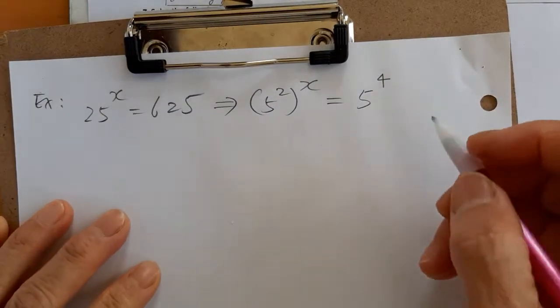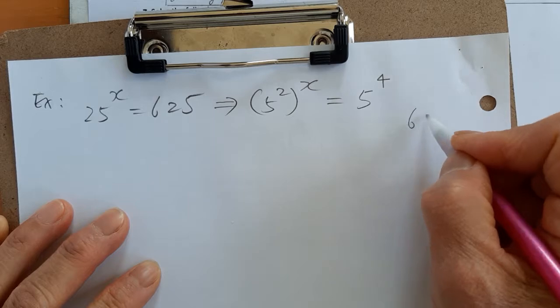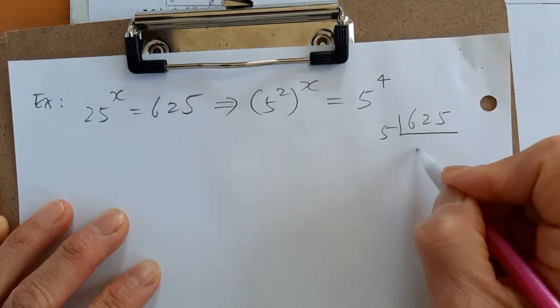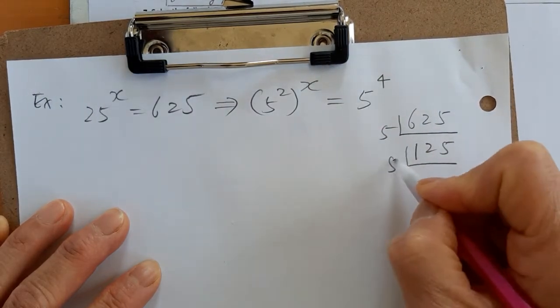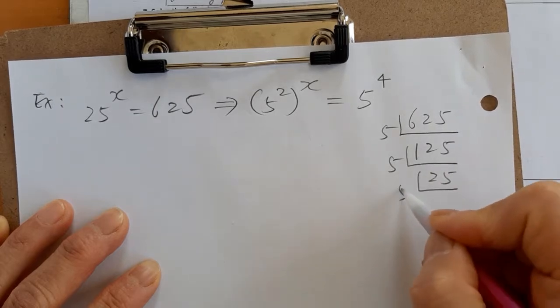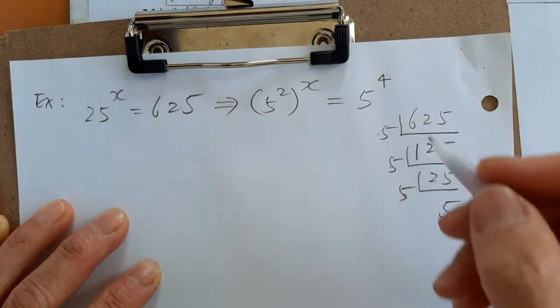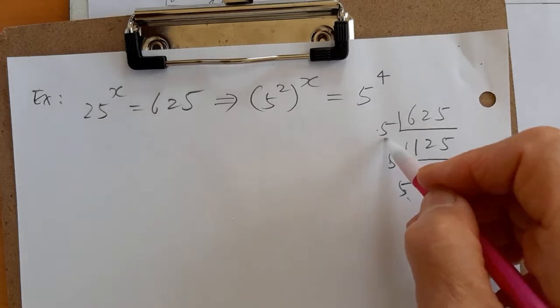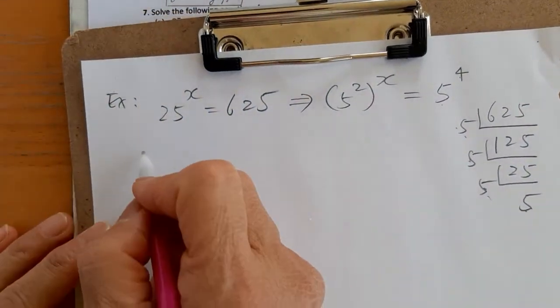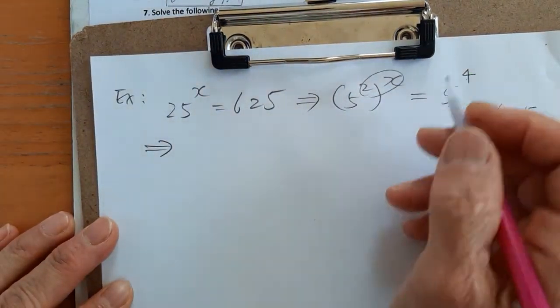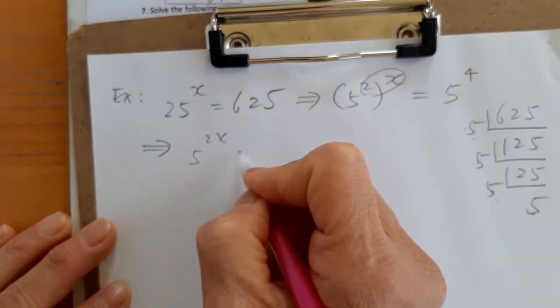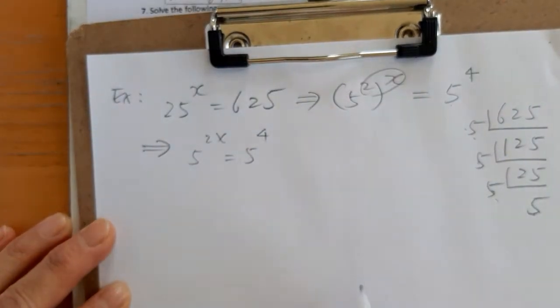For 625, you can do 625 divided by 5 is 125, divided by 5 is 25, divided by 5 is 5. Counting, that is 1, 2, 3, 4, so it's 5 to the power 4. And use the power rule: 2 times x. 5 to the power 2x equals 5 to the power 4.